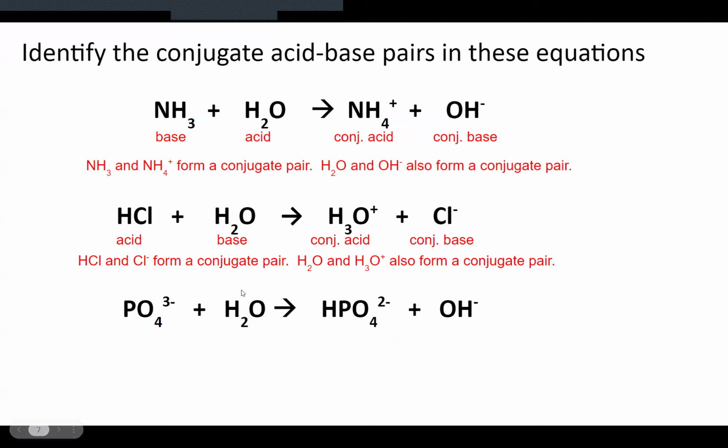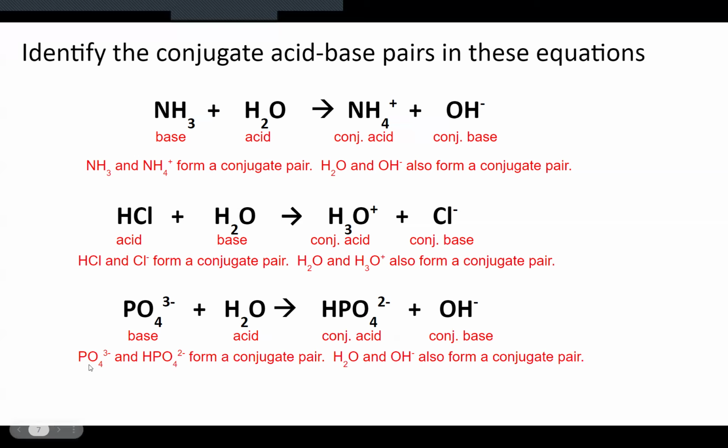PO4 gained an H to become HPO4. So that means it must have been the base, the thing that gains H. And H2O lost an H to become OH minus, the conjugate base. The thing that loses the H is the acid. The thing that gains the H is the base. And our pairs in this last equation, of course, differ in formula only by an H: PO4 and HPO4, H2O and OH minus.